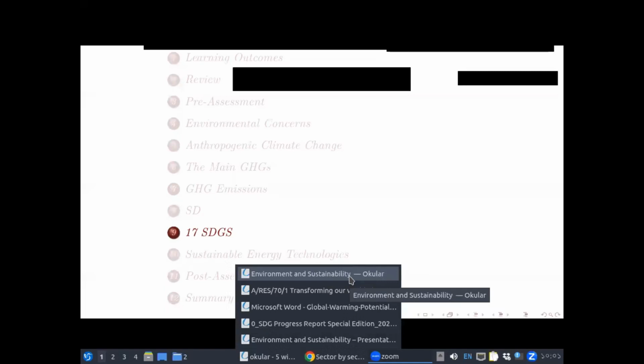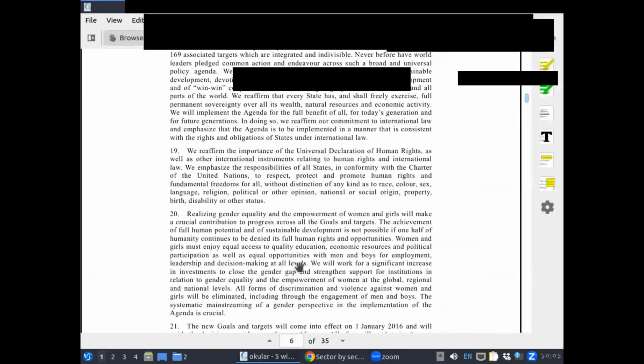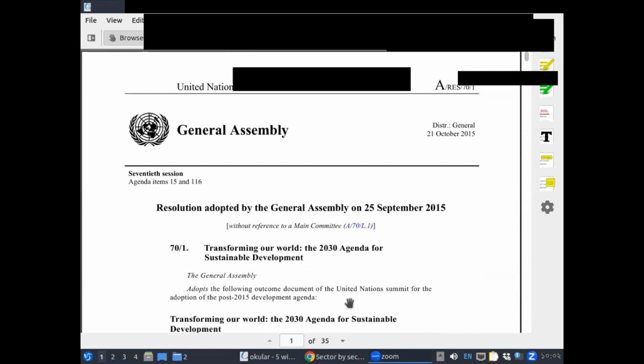Any idea why we are having this thing? Okay, it's coming from the UN General Assembly held on 25th September 2015. Inshallah, I'll give you the link from where you can download this.